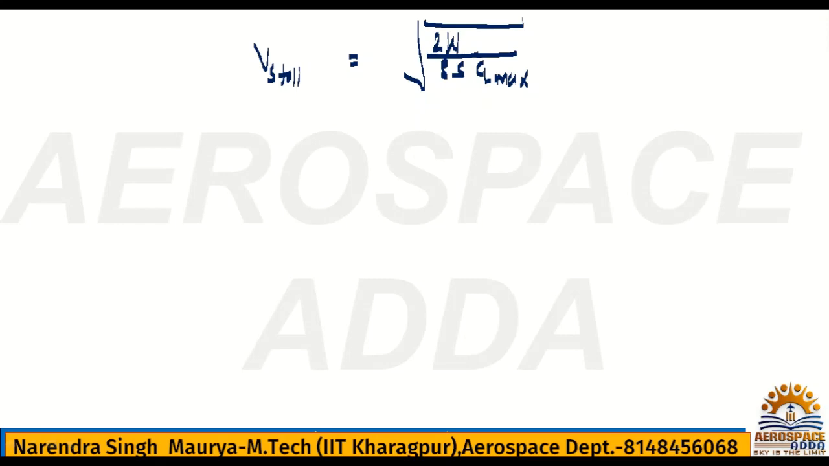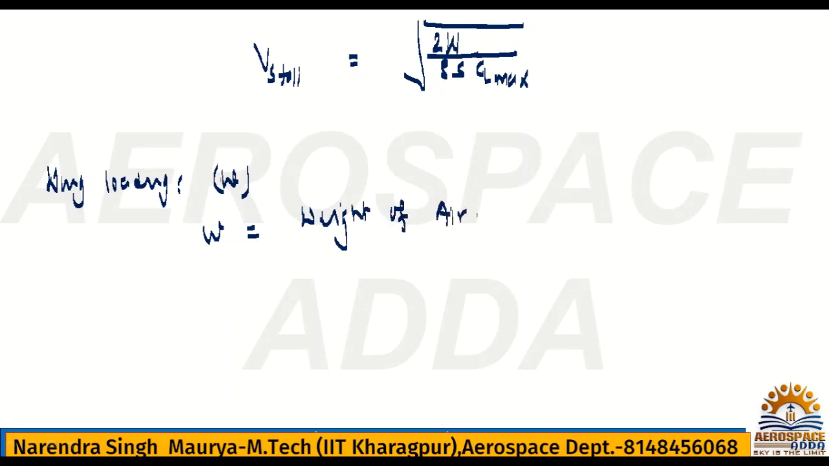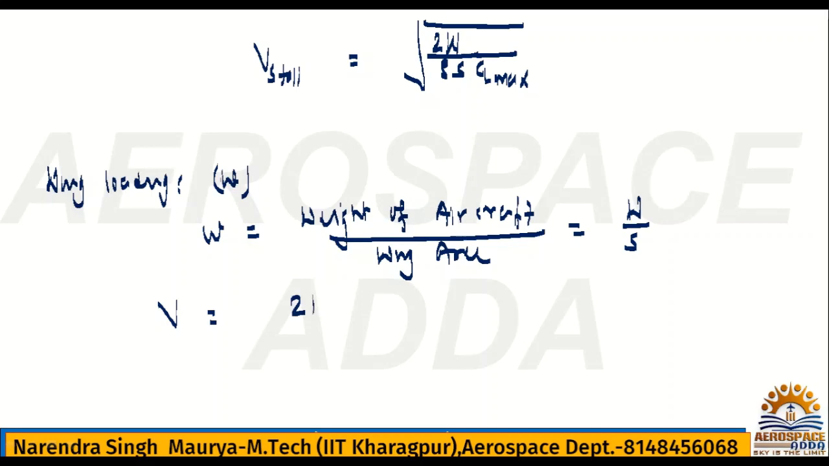Okay, now next is wing loading. Wing loading is denoted by small w. What is the wing loading? It is the weight of the aircraft divided by wing area, meaning W by S. Yes or no? So like here, if you check normal velocity, what is that? 2W divided by rho S CL.